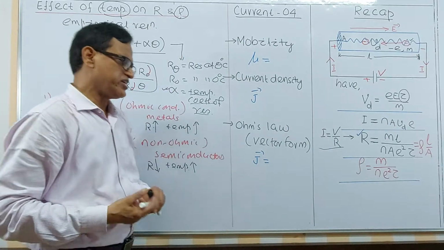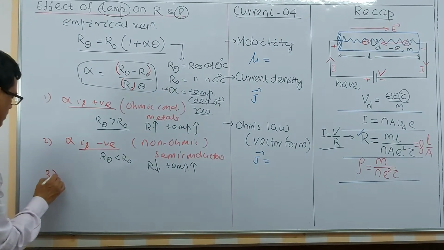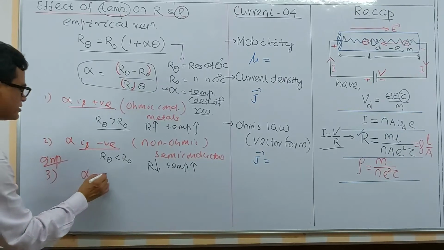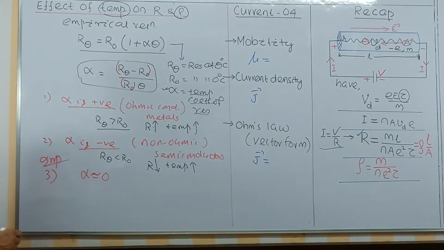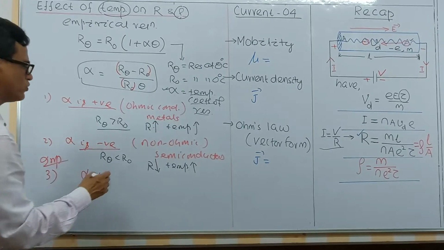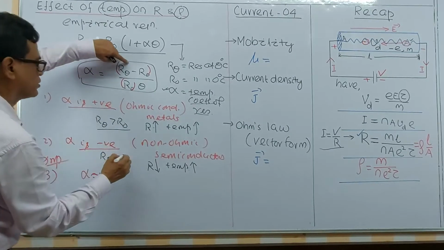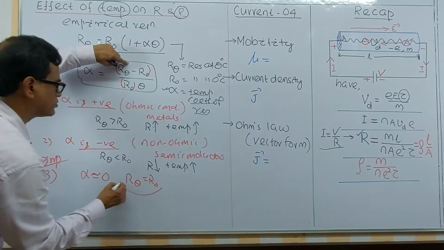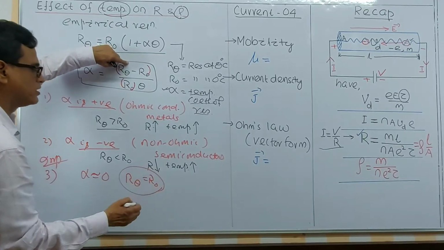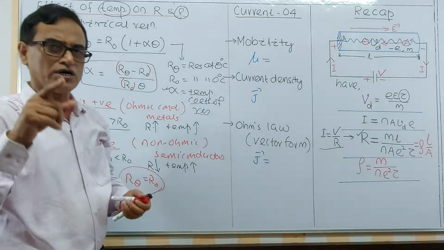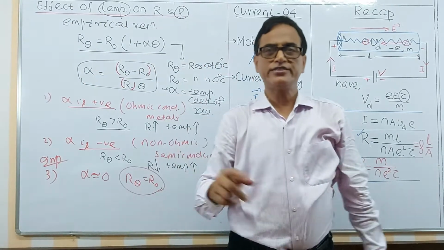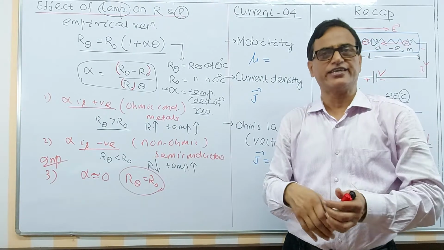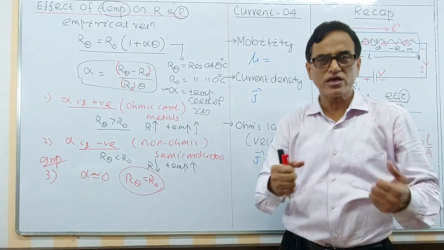But the most peculiar and very important case: if alpha is equal to 0, it may not be exactly 0, but in some cases it is equal to 0. What happens? If alpha is equal to 0, that means R theta equals R0. You should remember this. R theta equal to R0 means the resistance at 0 degree is equal to the resistance at theta degree. What does it mean?